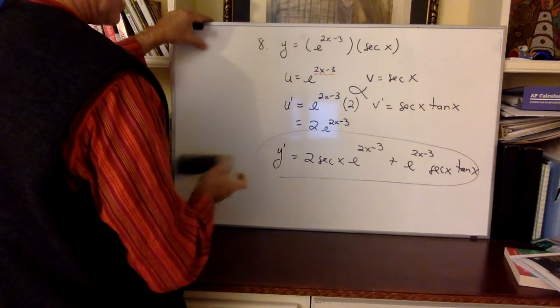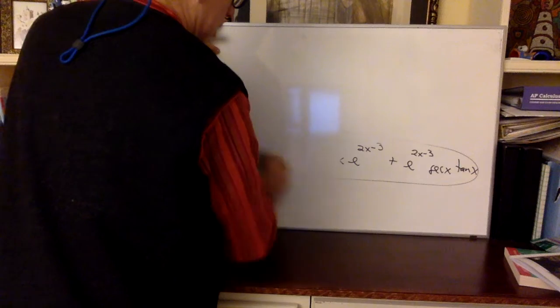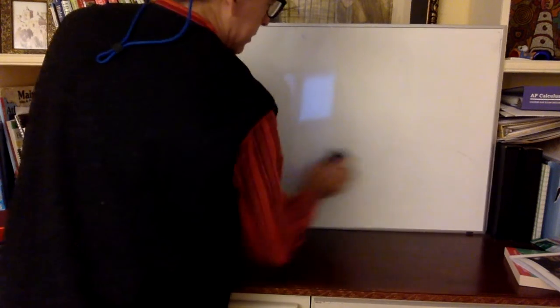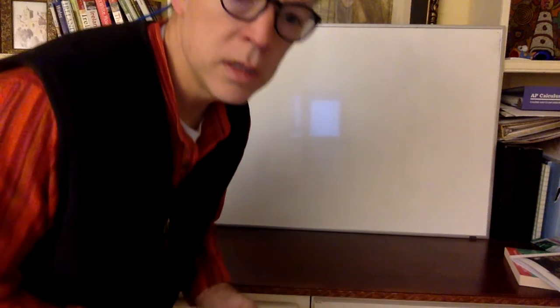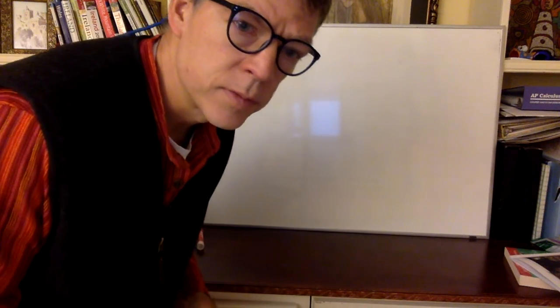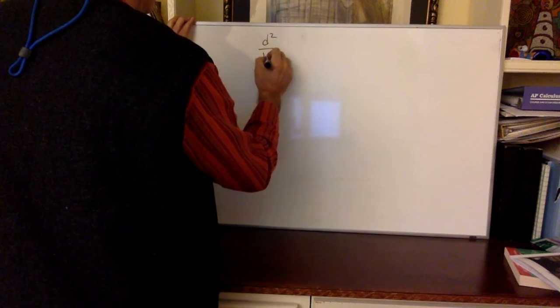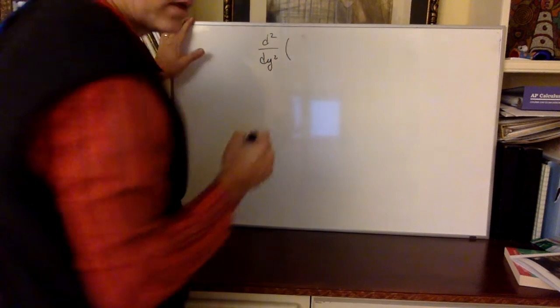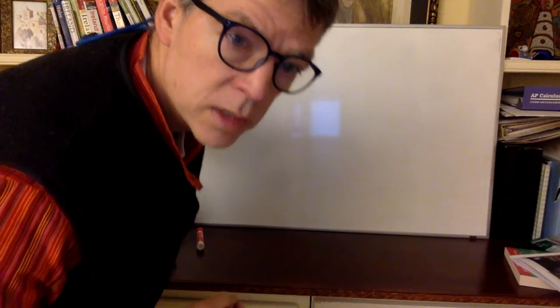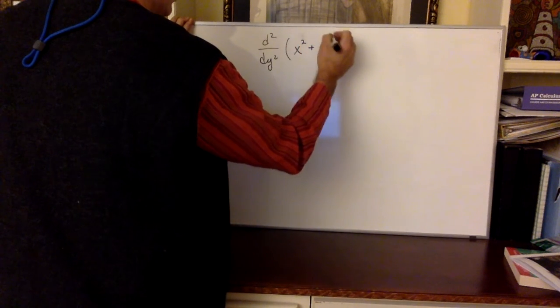Let's do 11 now. All right, 11. Oh, it's a second derivative. So we need to find d squared y over dx squared of x squared plus 1 quantity cubed.